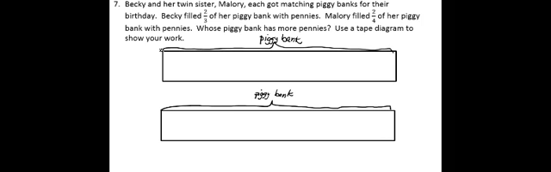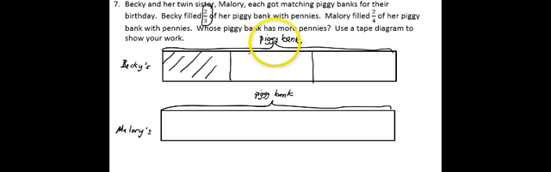So the tape will represent the whole piggy bank. So we'll show that label on each tape. And then we'll label each of those. We'll call the first one Becky's, and the second one Mallory's. Now, Becky filled her piggy bank 2/3 full of pennies. So I'll divide her tape into 3 pieces, and we'll shade in 2 of those to show 2/3.